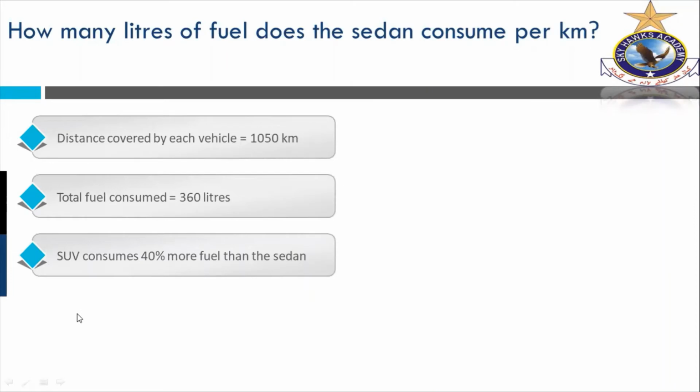Third one: the SUV consumes 40% more than the sedan. It's very informative, as it will make it easier to compare their fuel consumption. Anyhow, next: the sedan consumes X liters of fuel to cover 1050 kilometers.